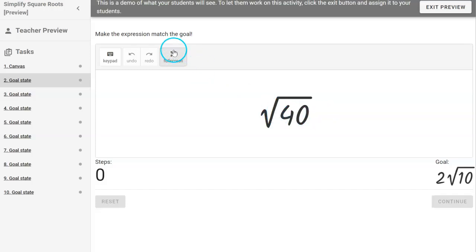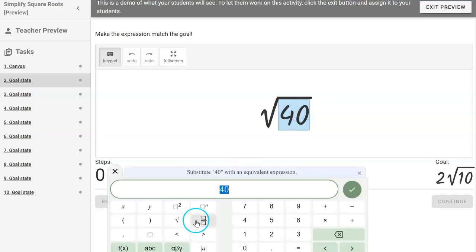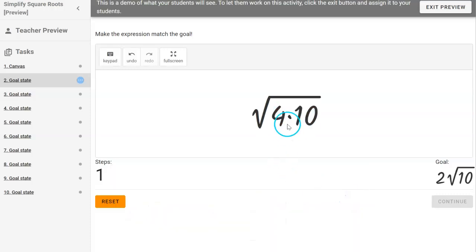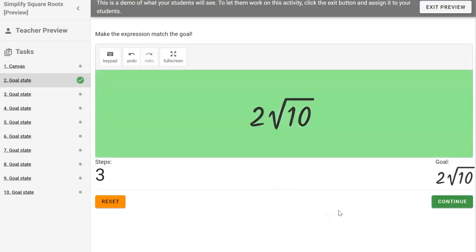Now, for the goal state questions, just like in the video, they're going to need to press the keypad. Then they'll press the number, and then they will change the number into a product of two numbers, and they want to have one of those numbers to be a perfect square and the other number to be not a perfect square. We're going to change this into 4 times 10. And then you'll take the 4 and drag it to the left, and it will split it into square root of 4 times the square root of 10, and then you'll tap on the square root of 4, and then it turns green. So you have simplified the square root expression.